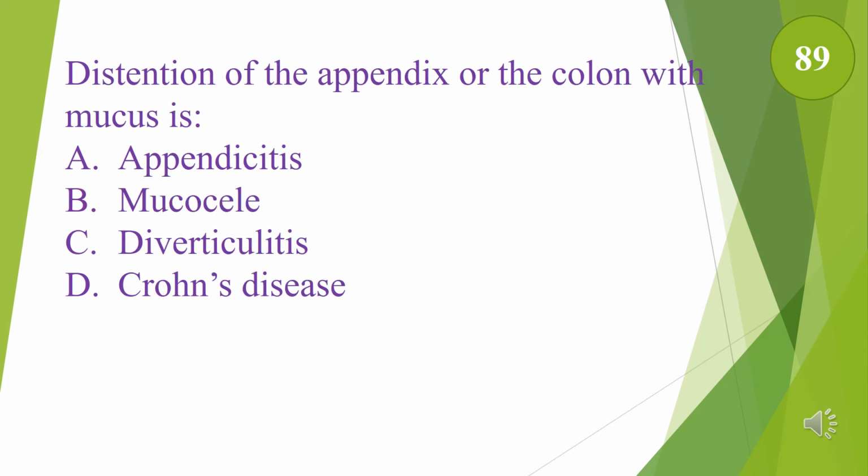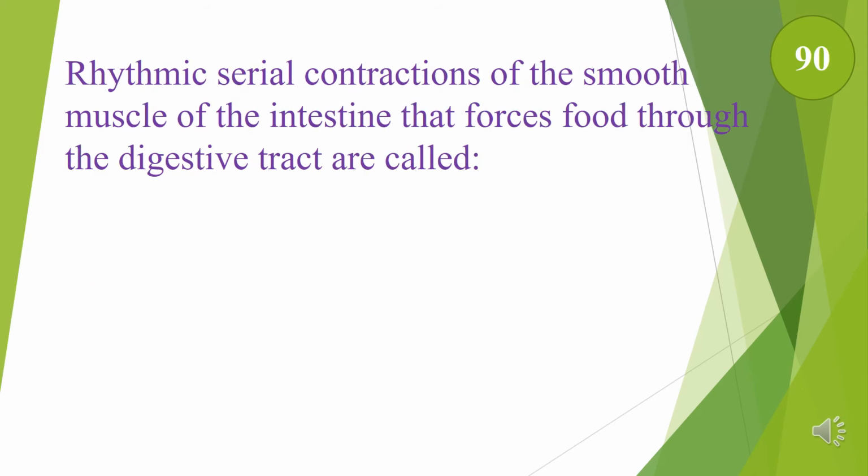Distension of the appendix or the colon with mucus is: A. Appendicitis, B. Mucocele, C. Diverticulitis, D. Crohn's disease. The answer is B, mucocele. Rhythmic serial contractions of the smooth muscle of the intestine that force food through the digestive tract are called what? Peristalsis.